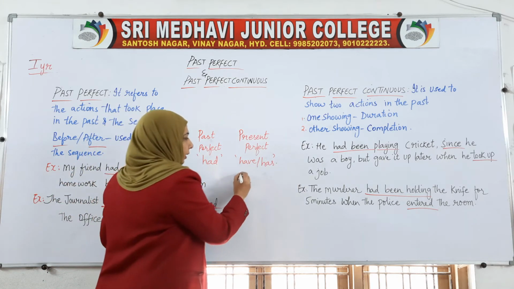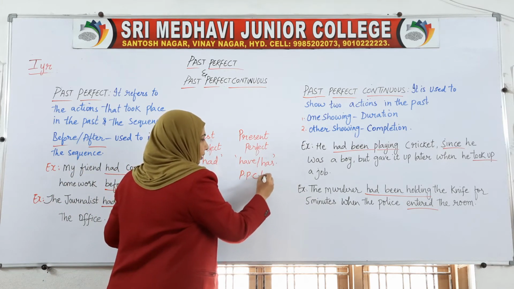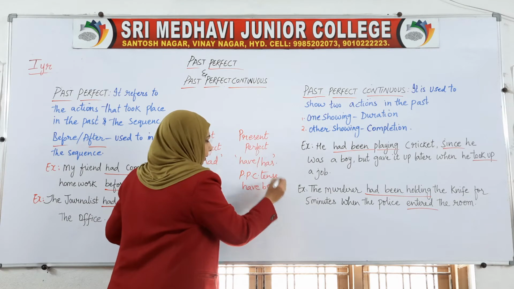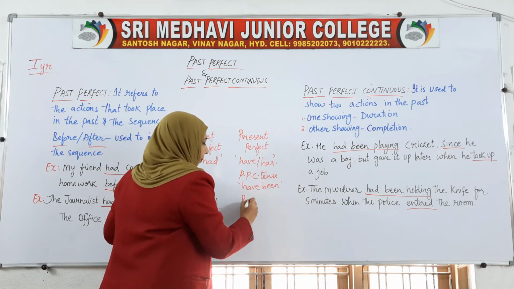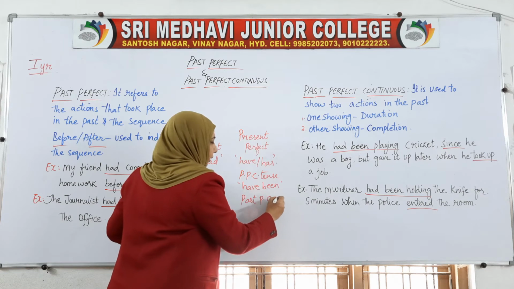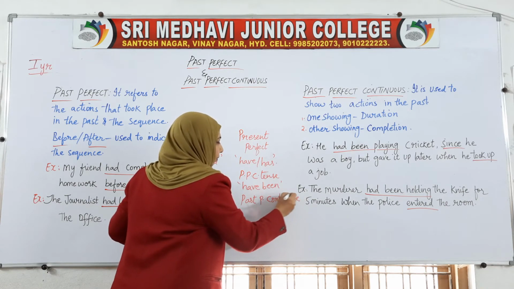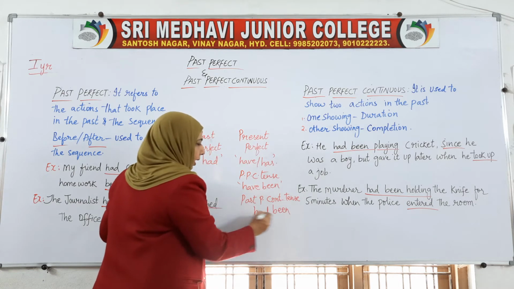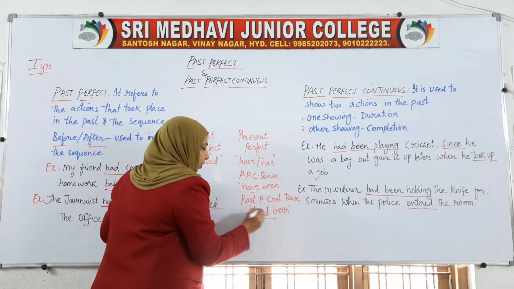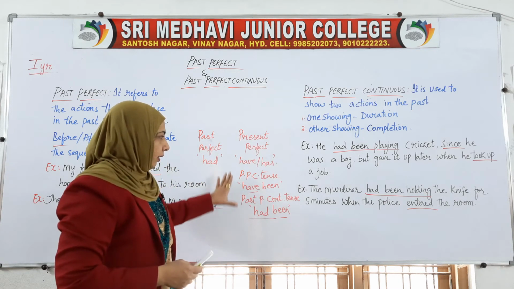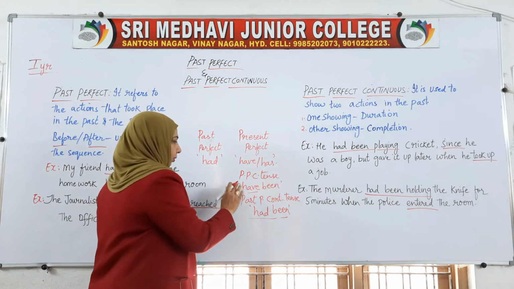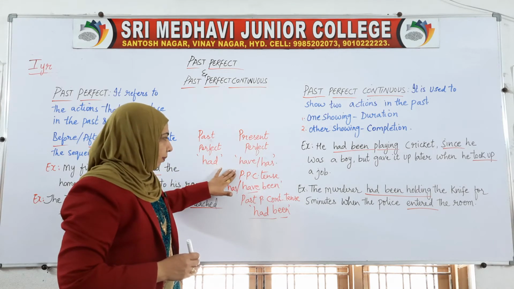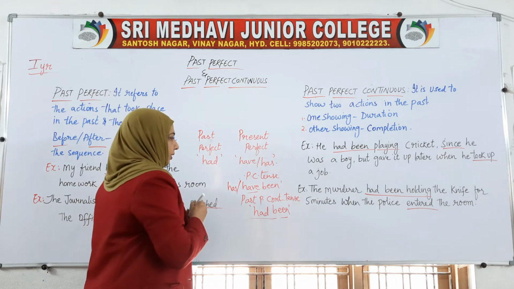In the present perfect continuous tense, what do you use? Have been or has been. Now in the past perfect continuous tense, you have to use had plus been: had been. These are simple things which you have to keep in mind. Had been, and have been or has been, both.